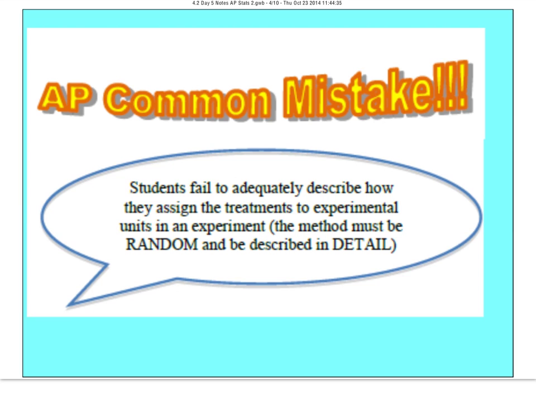Be very cautious. Remember, Chapter 4 is 15% of the actual AP exam. The most common thing the AP board will find is that students fail to adequately describe how they assign the treatments to experimental units. The method must be random, and you have to describe it in detail.